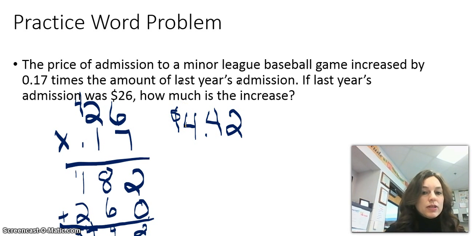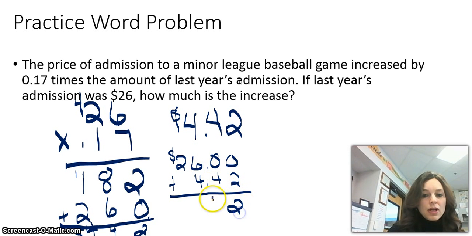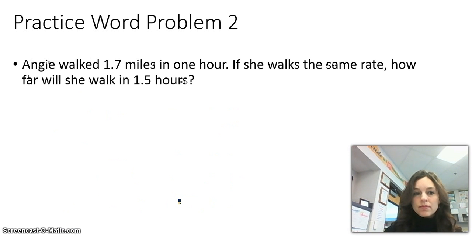Now, if we want to know the new price for admission, we'd have to add $26 plus $4.42. 0 plus 2. And this time we do line up the decimals. Notice 0 plus 2 is 2, 0 plus 4 is 4. Line up the decimals. 4 plus 6 is 10. Carry the 1. Bring down the 0. And 1 plus 2 is 3. So the new price for admission is $30.42.